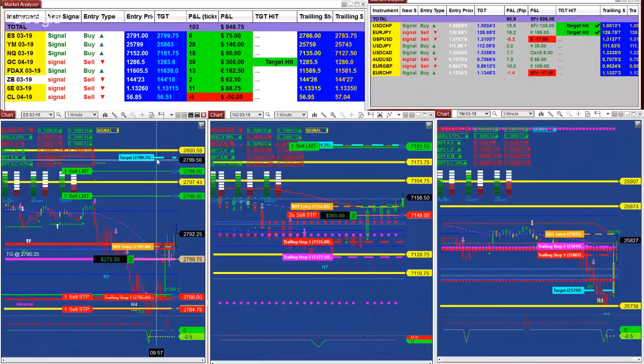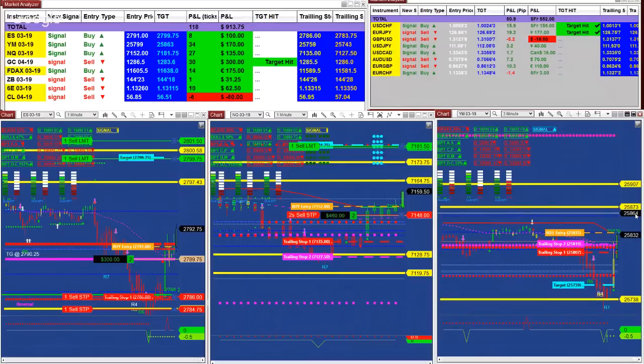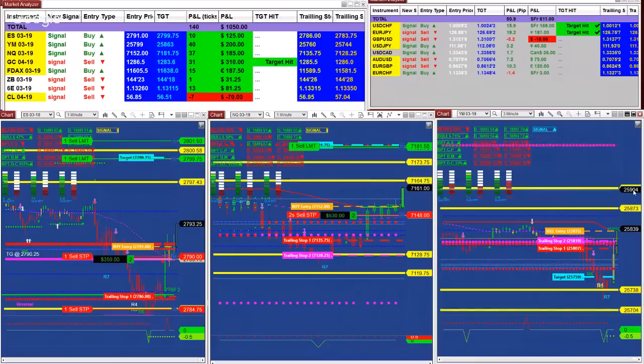Try to break even plus 1, please. There we go. And we're about to have a new entry. Everybody should have around $300 on the ES and around $500 on the NASDAQ. And we're about to have a new entry on the YM, please.